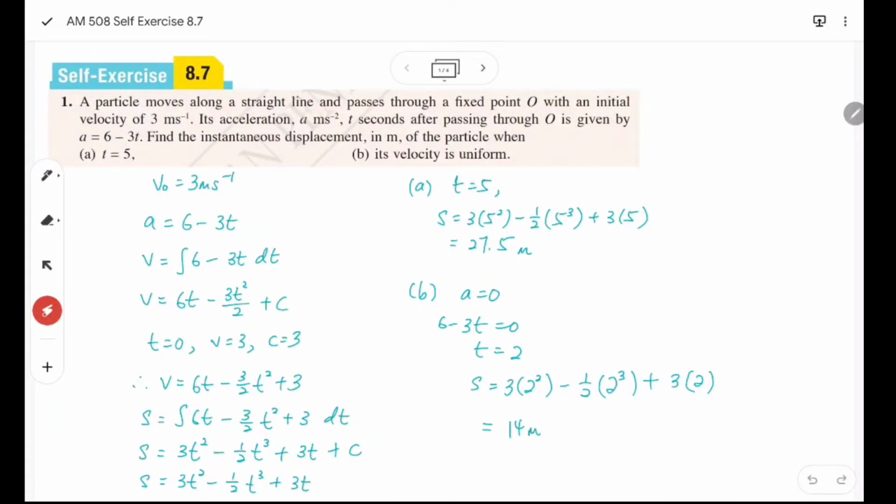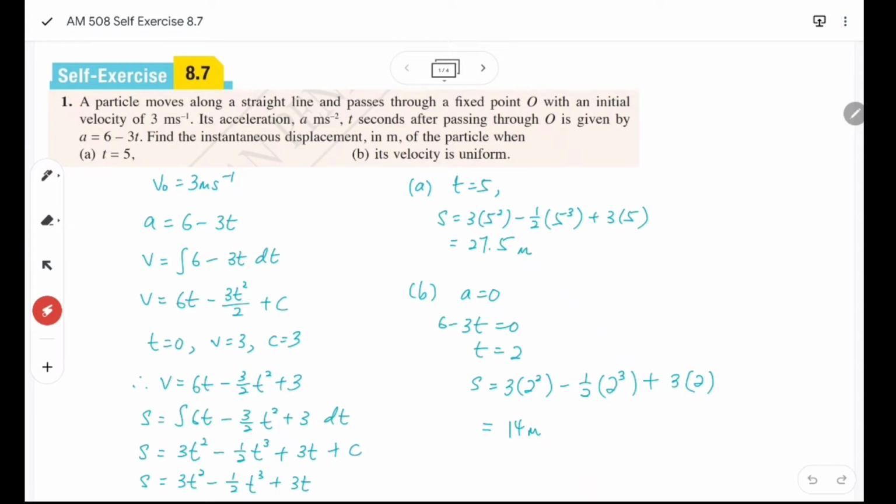Number 1. A particle moves along a straight line and passes through a fixed point O with an initial velocity of 3 meters per second. Its acceleration a meter per second square, t seconds after passing through O is given by a equals 6 minus 3t. Find the instantaneous displacement in meter of the particle when t equals 5.